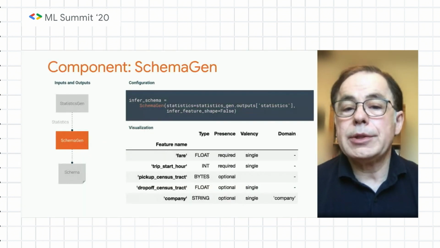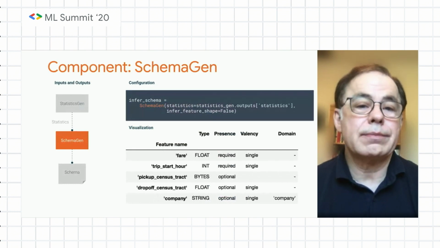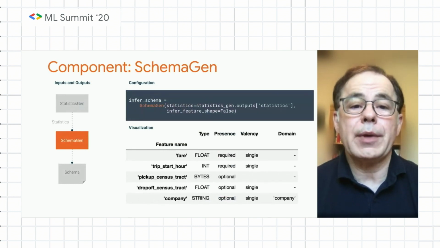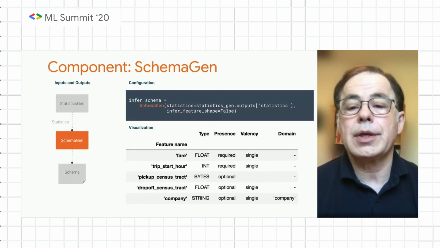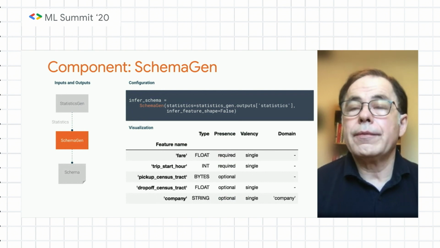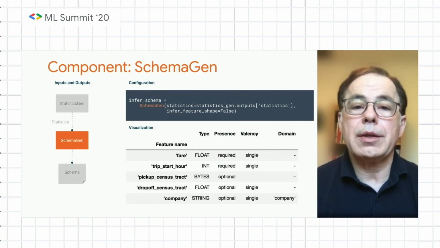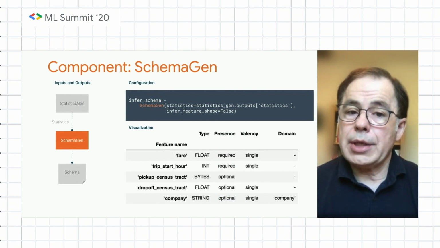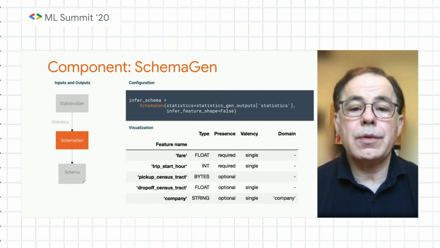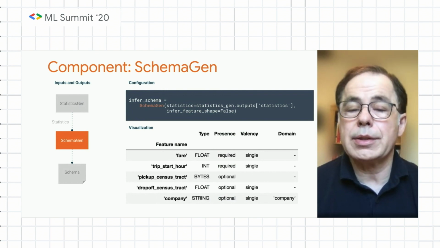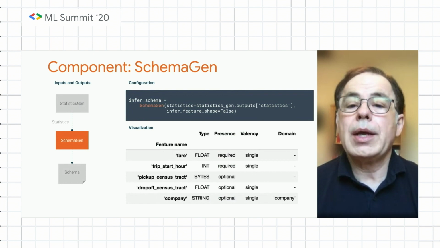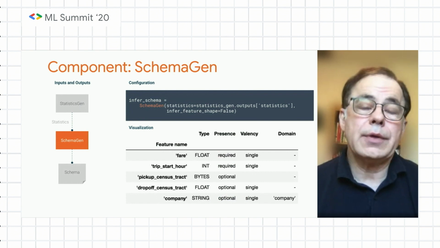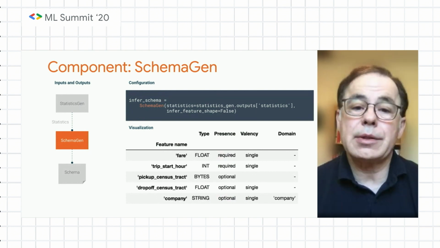Then we have SchemaGen. And SchemaGen is going to try to infer a schema, the types of each of your features. That includes determining what the valid values are for categorical variables. So you may know more than SchemaGen does. And if you do, then you want to curate the schema that SchemaGen gives you, but at least you have a good start. And in many cases, SchemaGen gets it right.